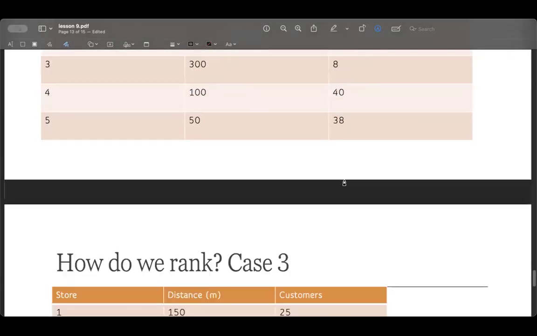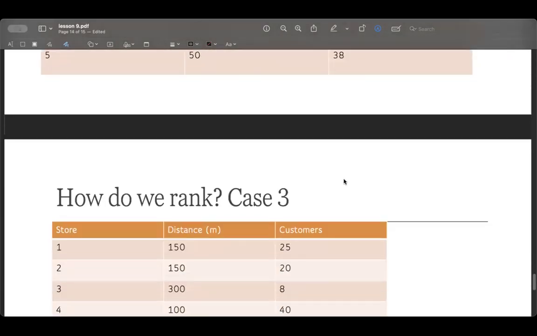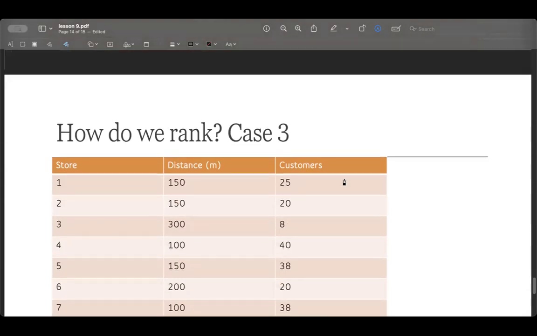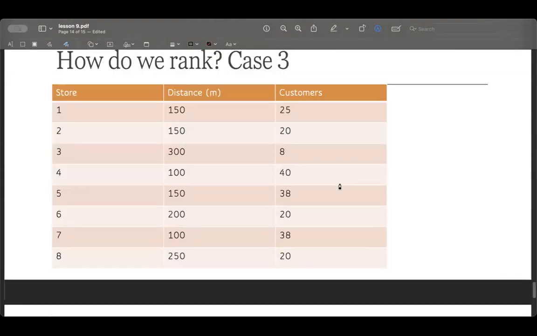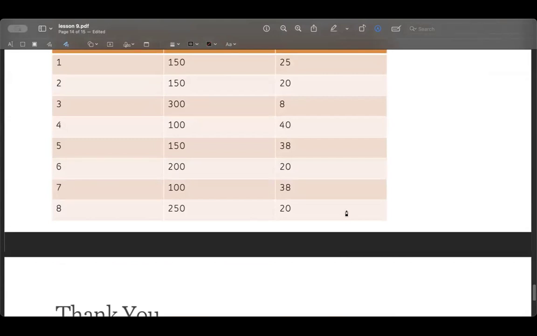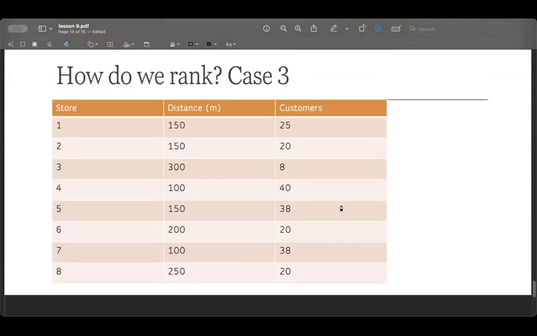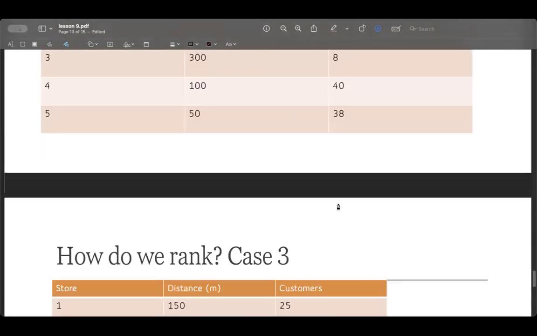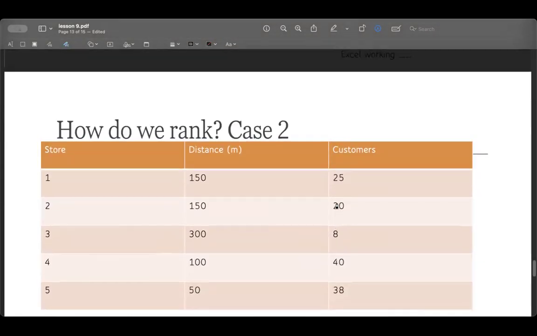So then what can you do? How are we going to calculate these ones? They haven't shown us the method. So first we need to put it in an order. So how are we going to make it an order?